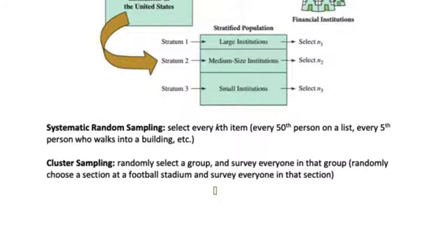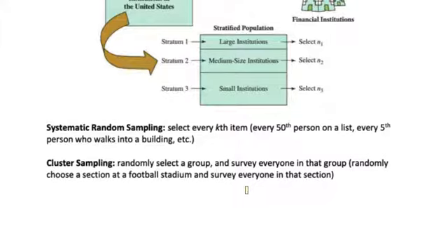This is where you randomly select a group and survey everyone in that group. The example in the book is that you randomly choose a section at a football stadium and survey everyone in that section. So if you think about a football stadium, if you wanted to do a simple random sample, you could randomly choose seats. However, if you were doing the sample in person, then the person conducting the sample would have to run all around the stadium and ask the question to every person, one person at a time, just all over. An easier way to do it would be to choose a section, and then you can just interview everyone in that section and they're all right there.